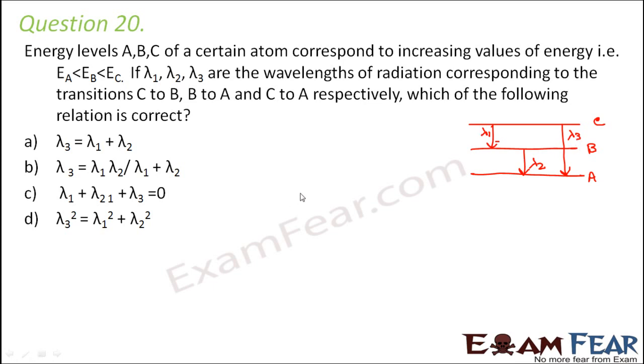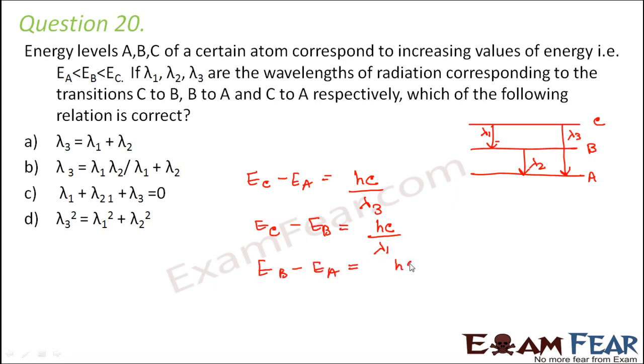Now looking at this diagram, we can say that the energy difference between C and A can be written as EC minus EA. This would be equal to HC by lambda 3, because corresponding to these two energy levels, the wavelength is lambda 3. Similarly, we can write EC minus EB is equal to HC divided by lambda 1, and we can also write EB minus EA is equal to HC divided by lambda 2. So these are the three equations that we can write very straightforwardly.